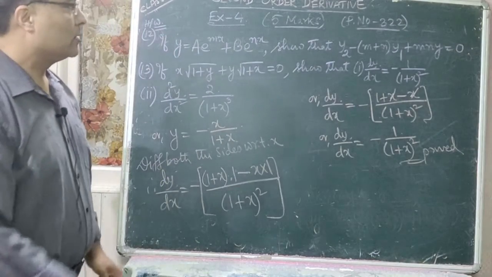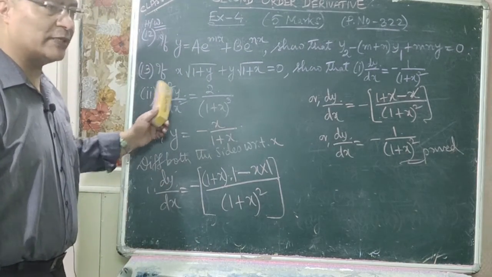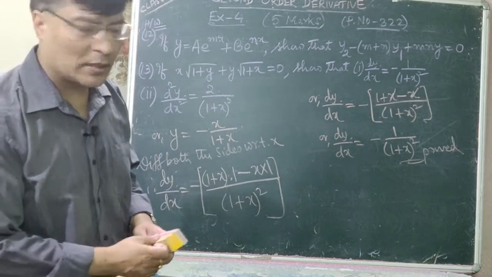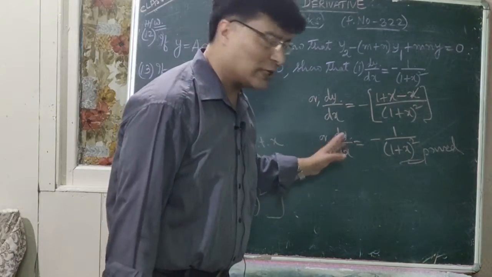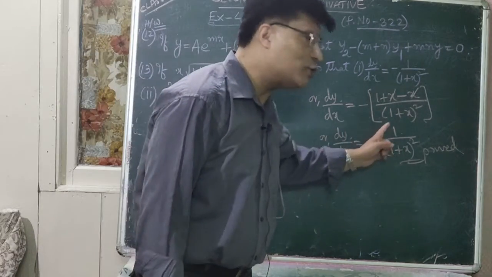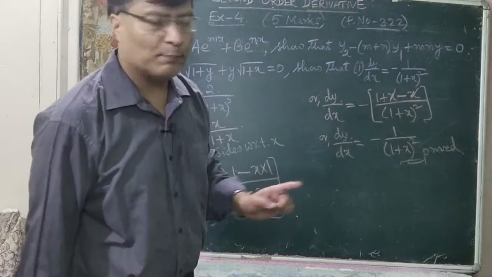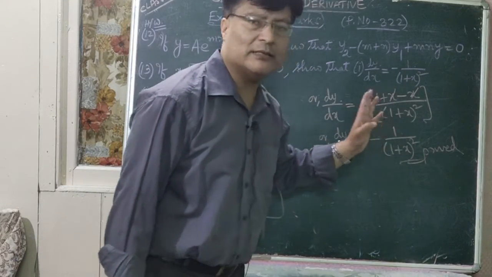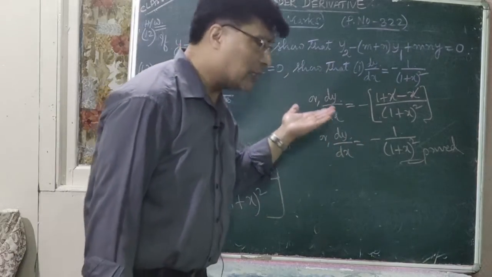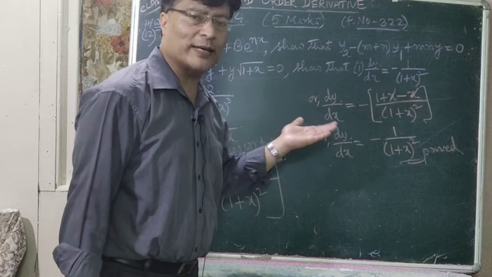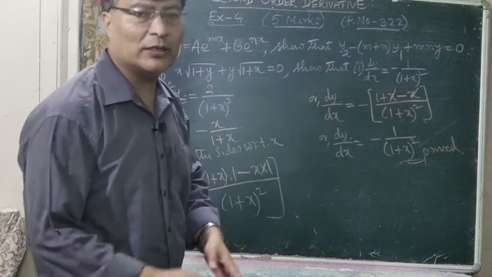Okay. So again you have to prove the value for d2y by dx square. Again you have to differentiate both the sides with respect to x. But in this case, you don't have to use u by v rule on the right hand side, because numerator is constant, only the variable is in the denominator. So in this case you can take the denominator to the numerator.